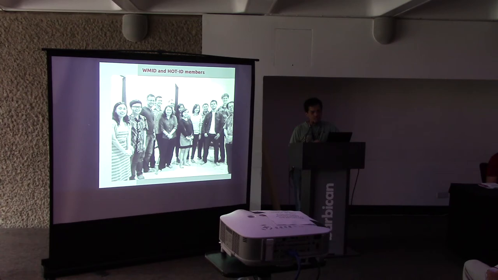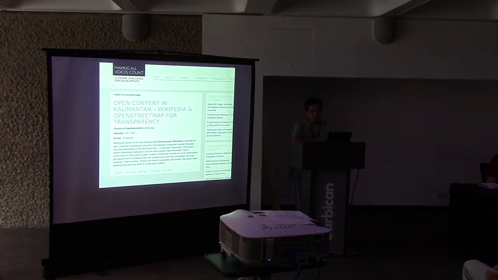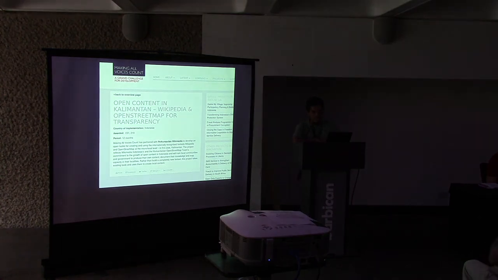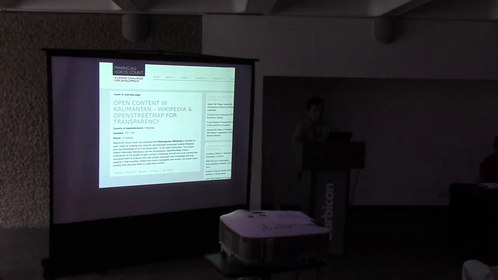recently in April had a joint office. And these are some of the members from both Wikimedia Indonesia and HOT ID. And in June, they got a joint grant approved in order to write Wikipedia articles and to map Kalimantan, that's in Borneo, for both Wikipedia Bahasa Indonesia and OpenStreetMap.